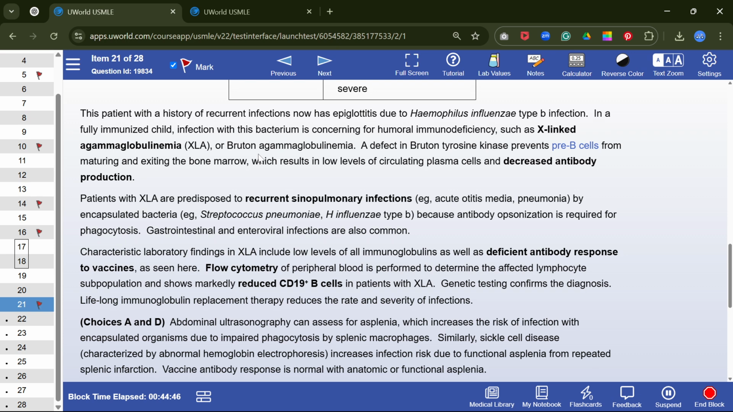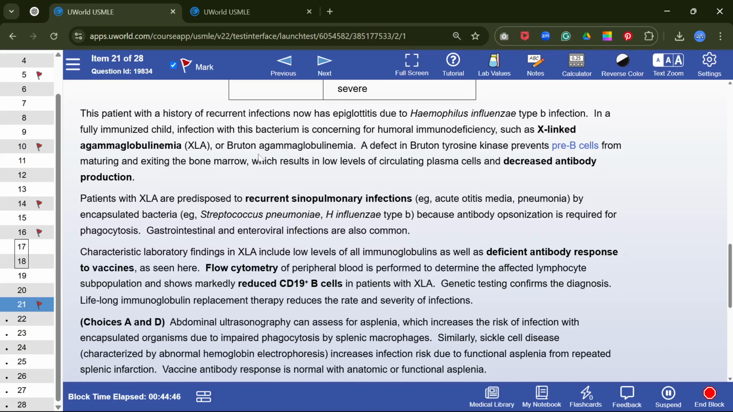Because antibody opsonization is required for phagocytosis, gastrointestinal and enteroviral infections are common. Characteristic lab findings in X-linked agammaglobulinemia include low levels of all immunoglobulins as well as deficient antibody response to vaccines.